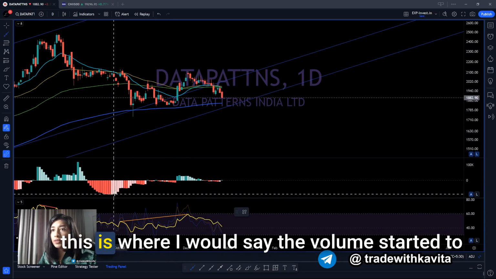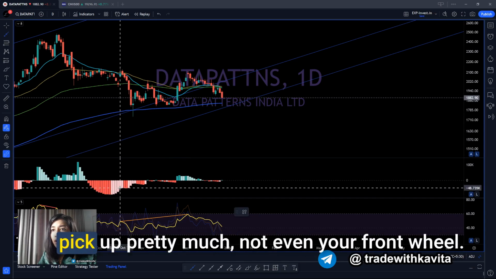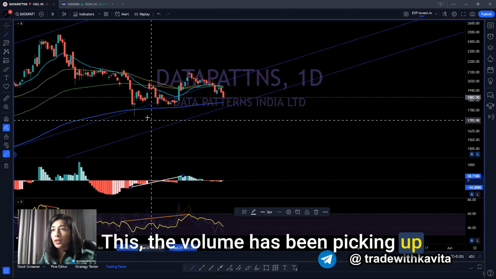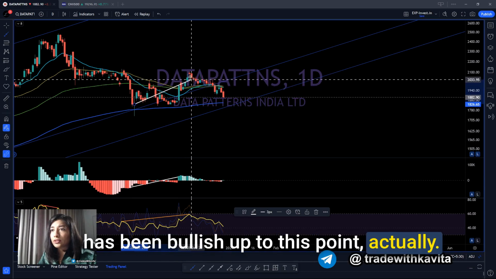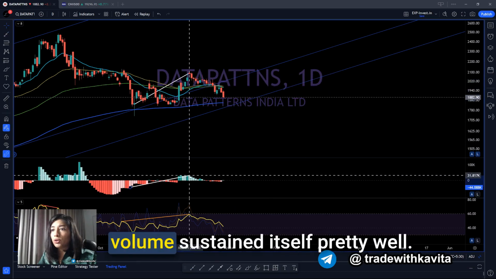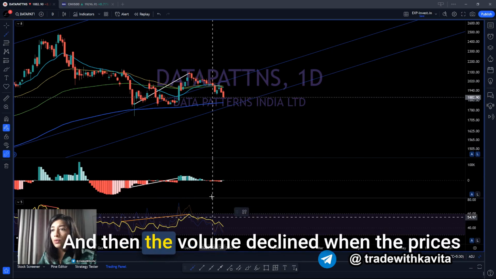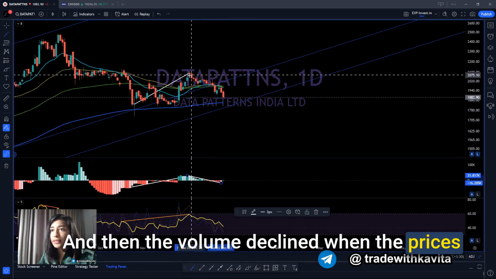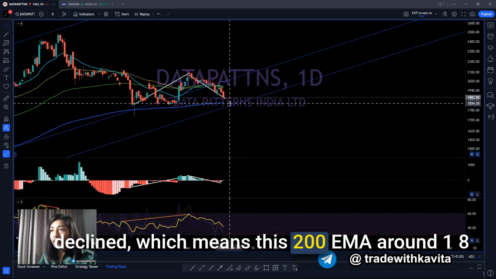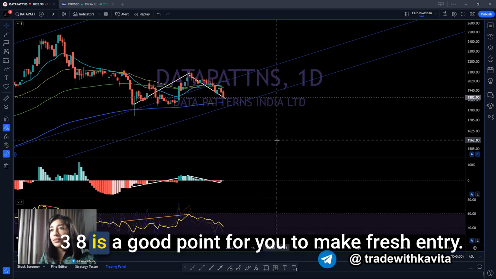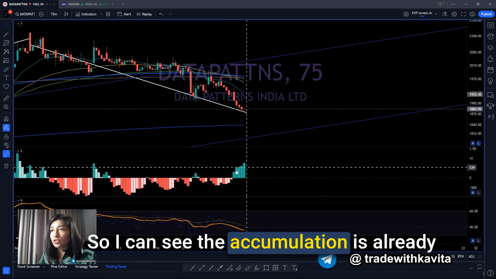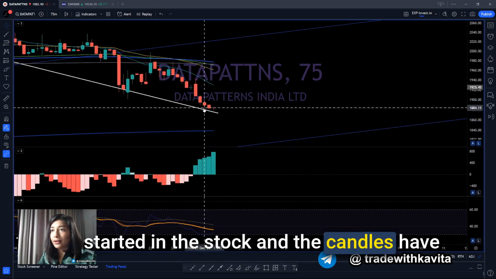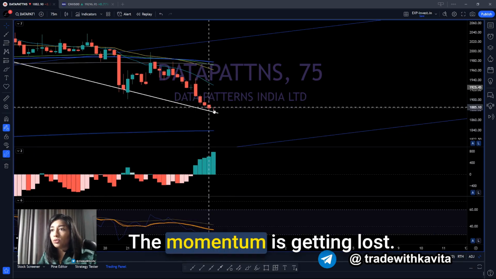So see, this is where I would say the volume started to pick up pretty much, not even here, from here. The volume has been picking up, and if you see, the price activity also has been bullish up to this point. Actually, up to this point, I would say the volume sustained itself pretty well, and then the volume declined when the prices declined, which means this 200 EMA around 1838 is a good point for you to make fresh entry. So I can see the accumulation has already started in the stock, and the candles have started to become smaller and smaller. The momentum is getting low.